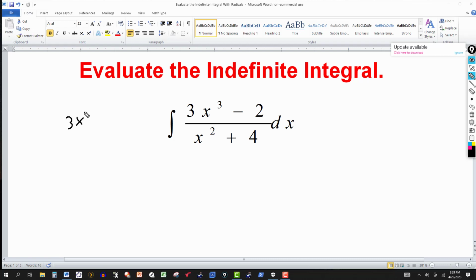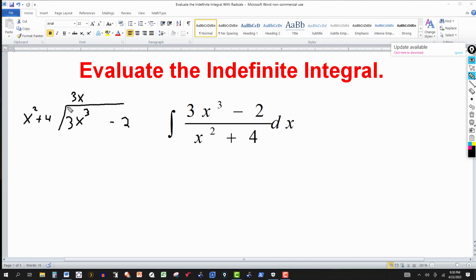Simplify it, see what happens here. So I have 3x cubed minus 2, and I'm going to do long division. I think we did another one earlier similar to this. Got it in descending powers, the dividend and the divisor. So we have 3x to the third divided by x squared. That'll give me a 3x. And we do the multiplication, partial quotient times the divisor.